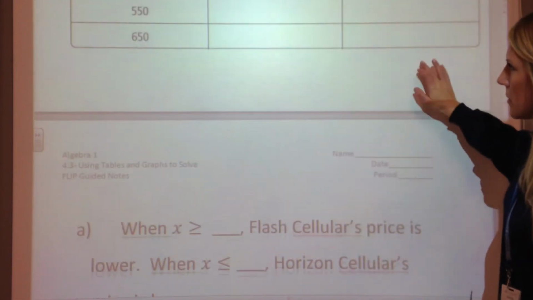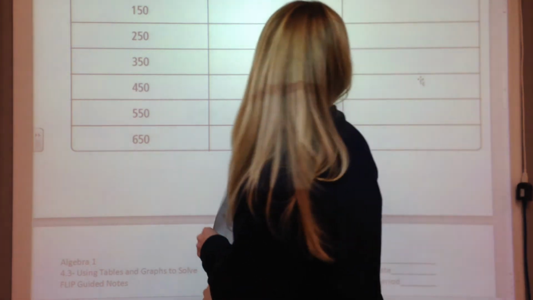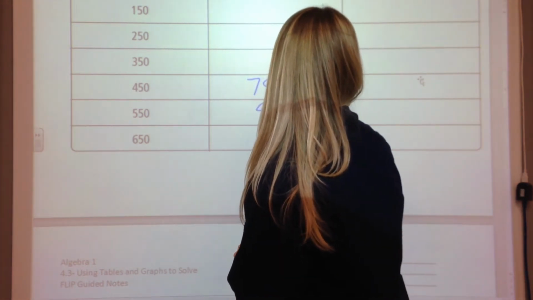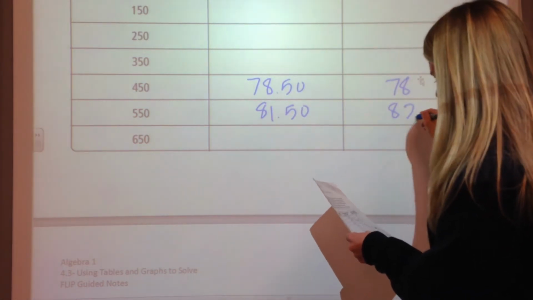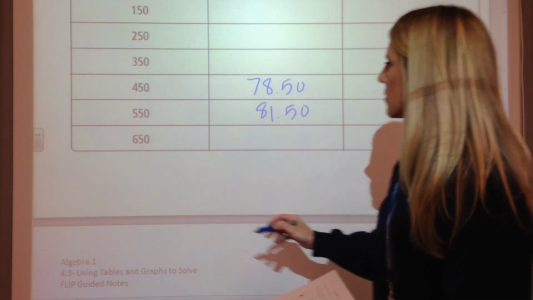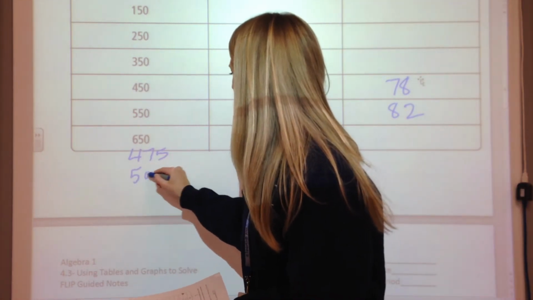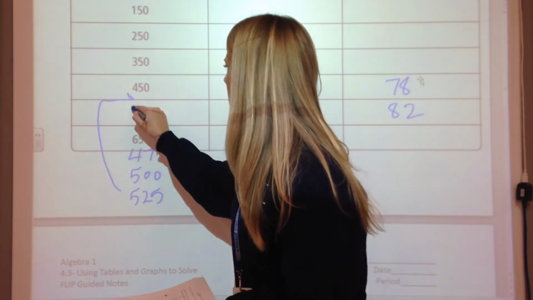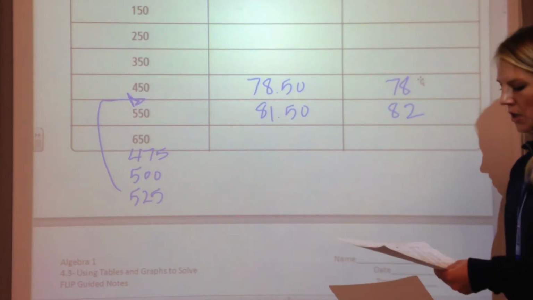So what I'm going to do, I'm going to go back up to my table, and I'm actually going to fill in these prices again so we can continue to compare. Okay, so what I want you to do is plug in what happens if we have 475 minutes, 500 minutes, and 525 minutes. So again, we know this change occurs somewhere between the 450 minutes and 550 minutes.